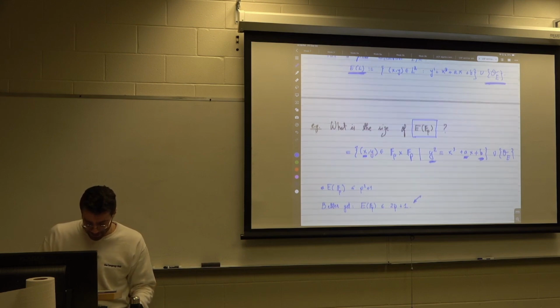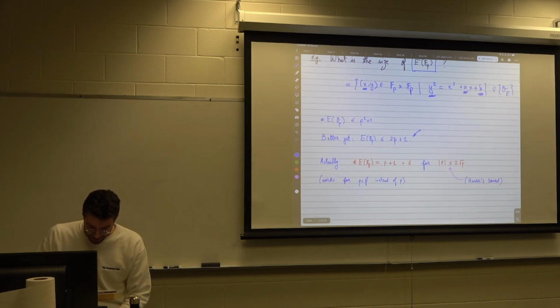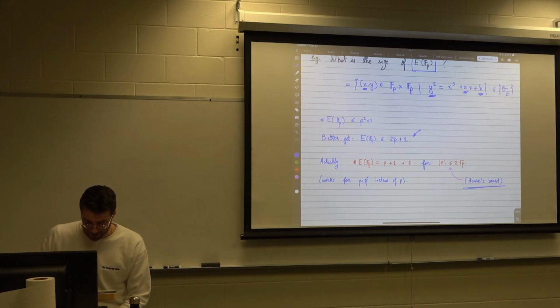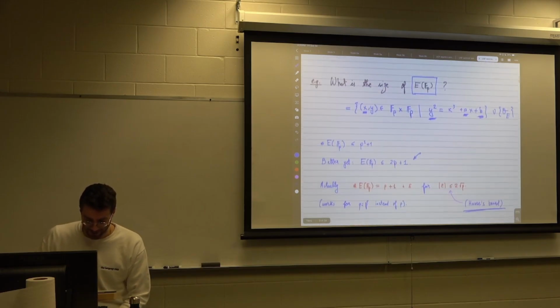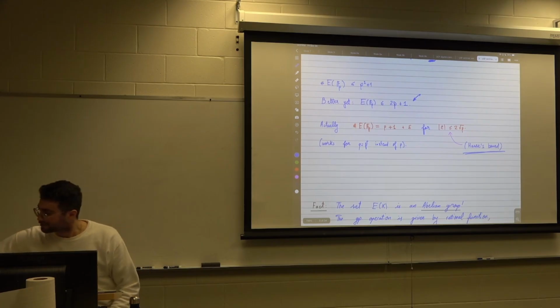So in actuality, the real value is actually not too far off. The theorem is the following: the size of that group is p plus 1 plus some error term, and the error term is at most, in absolute value, 2 root p. And this has a name, it's called Hasse's bound. Okay, that was just a little question to practice the definition of the elliptic curve.